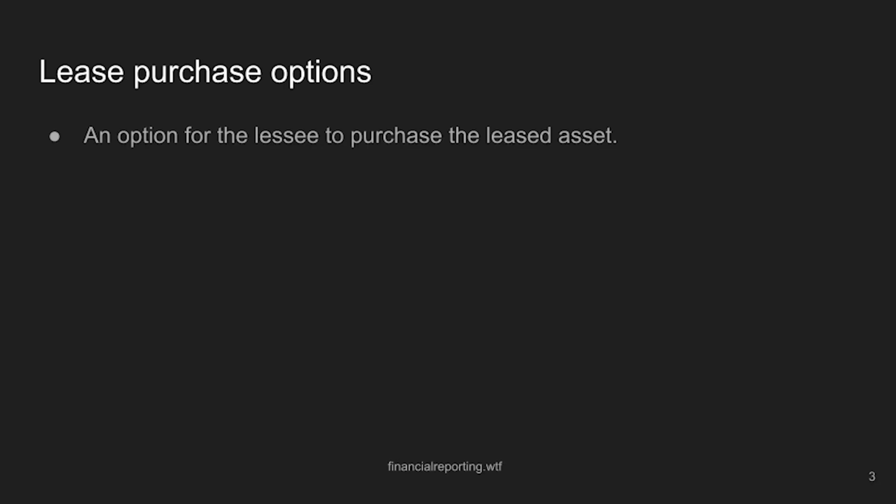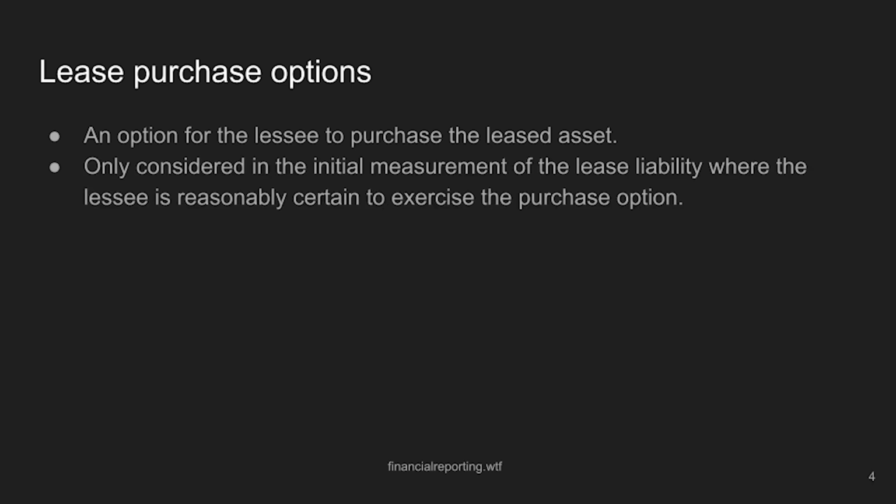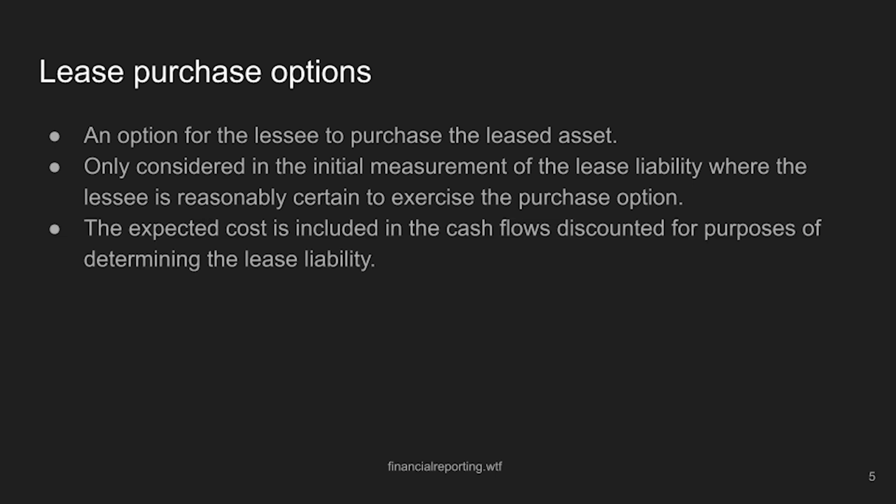A lease purchase option is an option for the lessee to purchase the leased asset, usually at the end of the lease term. Where the lessee is reasonably certain to exercise the purchase option, the expected cost of this is included in the cash flows discounted for purposes of determining the lease liability. Let's look at an example.